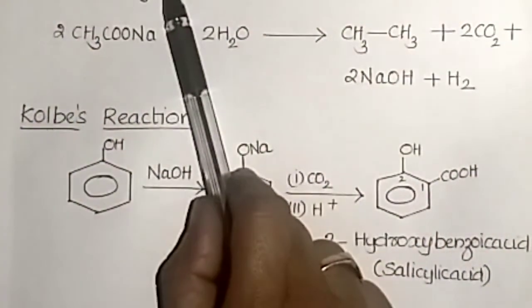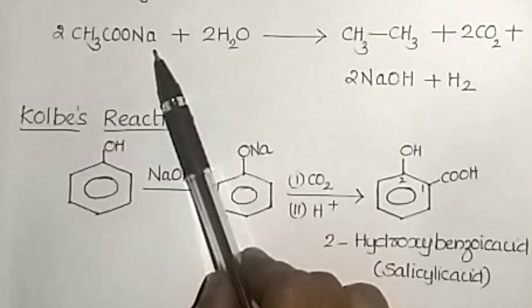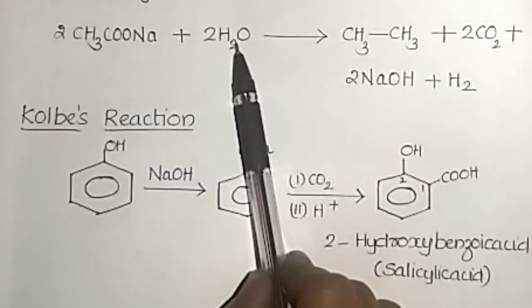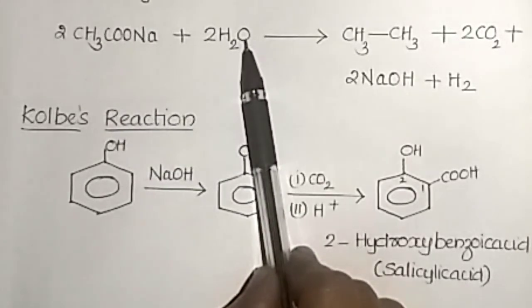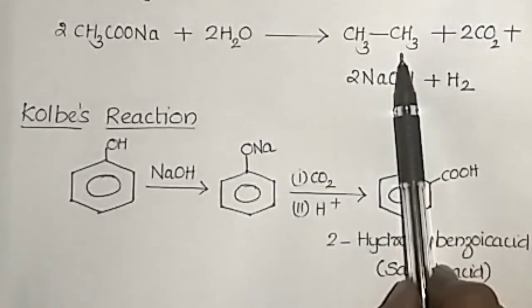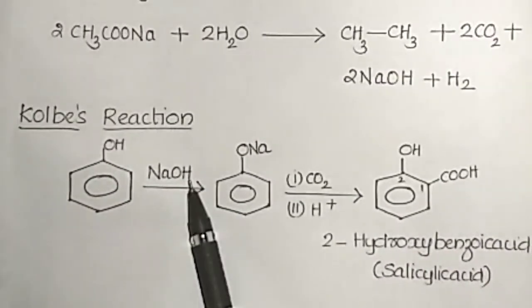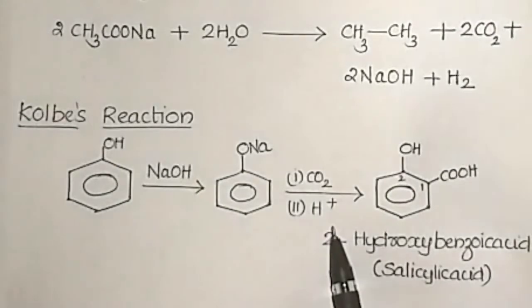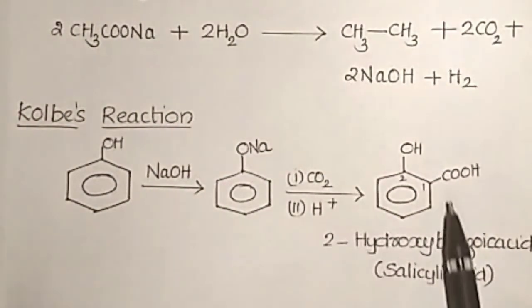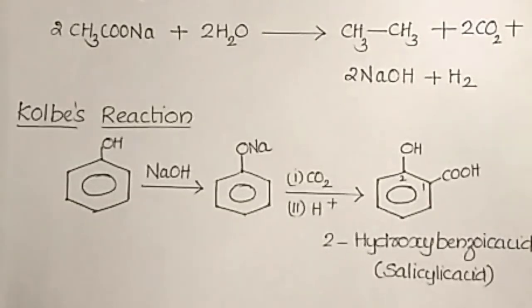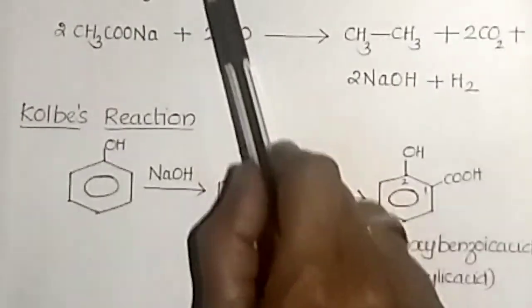So Kolbe's electrolysis is the electrolysis of the aqueous solution of the sodium or potassium salt of a carboxylic acid, and then we get an alkane. But Kolbe's reaction is phenol treated with NaOH, carbon dioxide followed by hydrolysis, and then we get salicylic acid. This is called the reaction, and this is called the electrolysis.